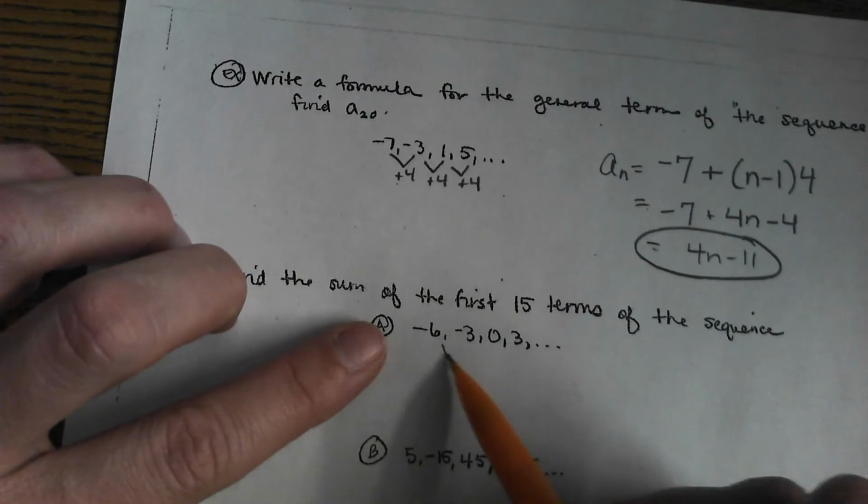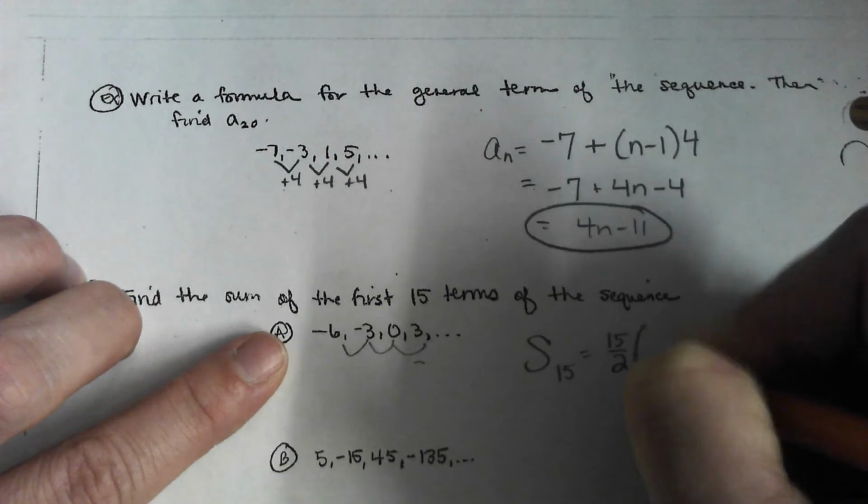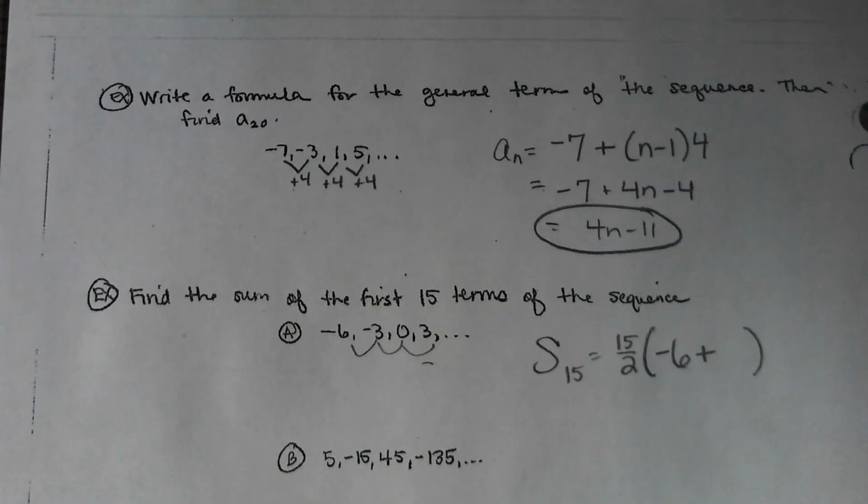So this one, adding 3, adding 3, adding 3. We would do s sub 15 equals 15 over 2. First term is -6. Now this one's a little bit tricky because we have to come up with our own last term, right? I think it's easiest to jump back to the sequence formula to find your last term. But some of you, your brain problem solves differently, and you can get it however you want to. But I'm going to do it this way.